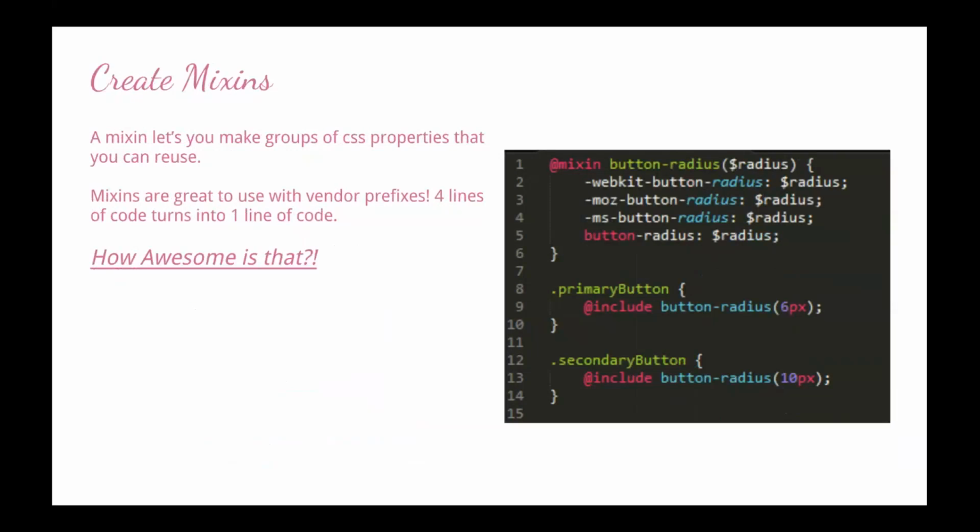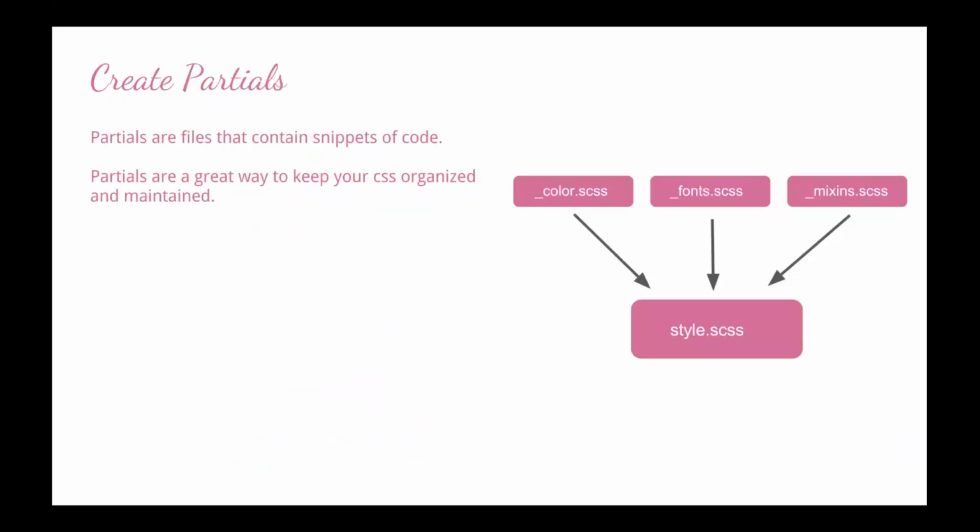Another cool thing you can do with Sass is create a mixin, which lets you make groups of your CSS properties that you can reuse. So they're great for vendor prefixes. No more writing 4 lines of code for a button radius over and over and over again. You can write 4 lines of code once and then just write one. How awesome is that?